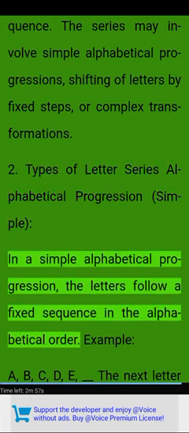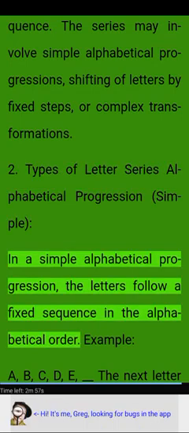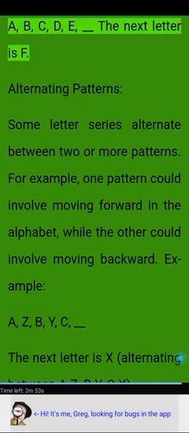2. Types of letter series. Alphabetical progression, simple. In a simple alphabetical progression, the letters follow a fixed sequence in the alphabetical order. Example: A, B, C, D, E, ___. The next letter is F.